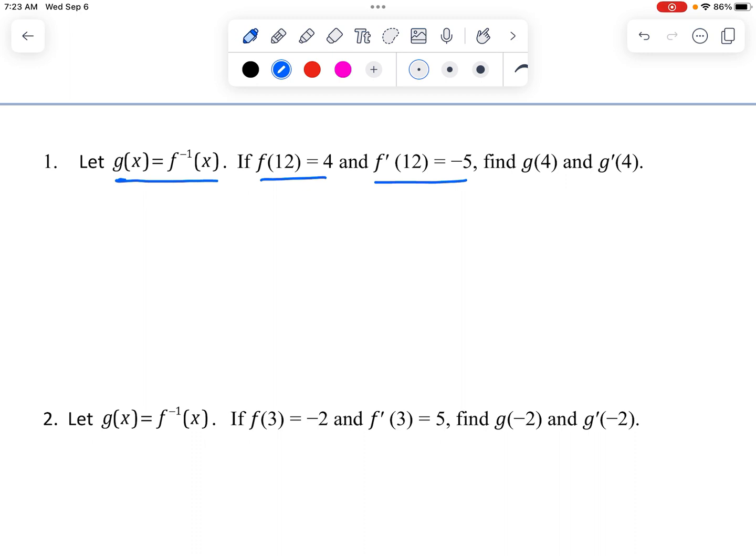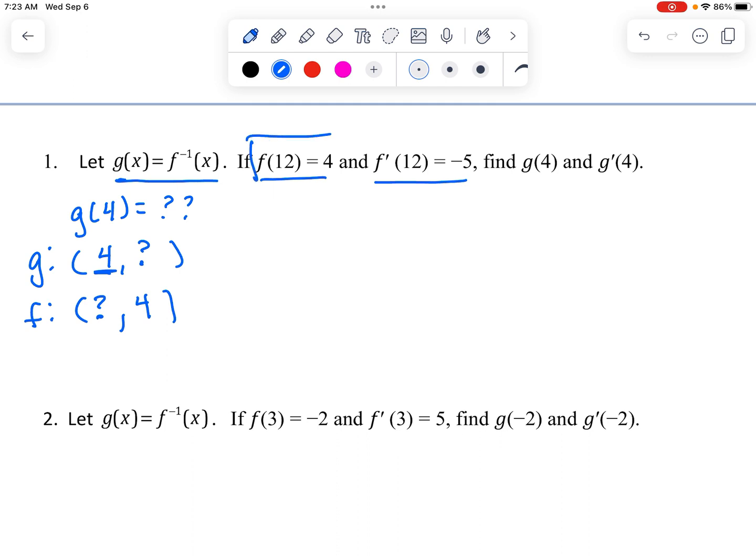Okay, so let's start with g of 4. I need to figure out what g of 4 is. I like to kind of just write it as an ordered pair. So this is what I'm looking for. But again, here's the idea. If f and g are inverses, that means your x and your y values are switched. So this 4 would be the same as the y value on f. So this question mark is the same as here.